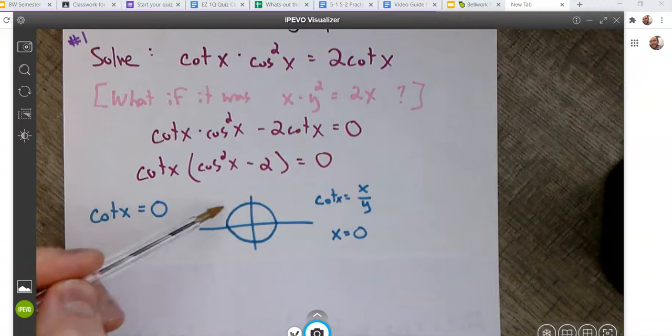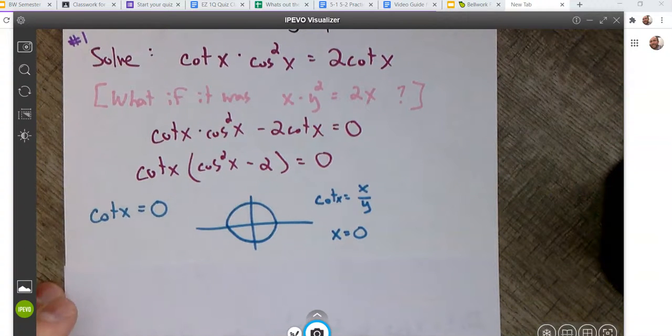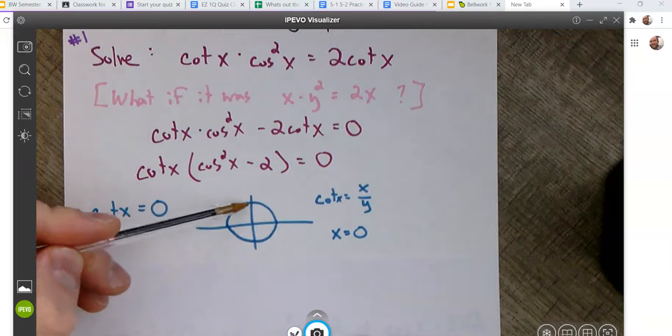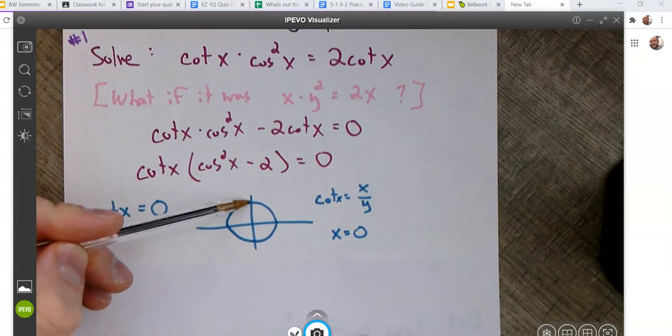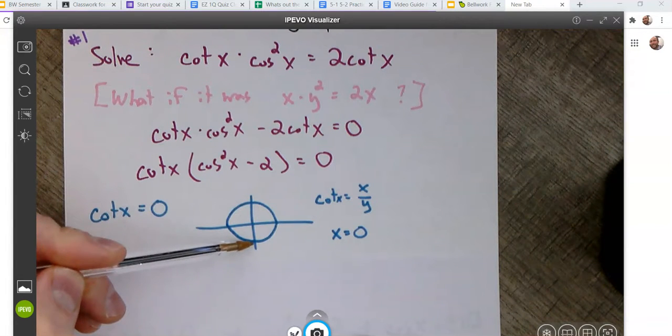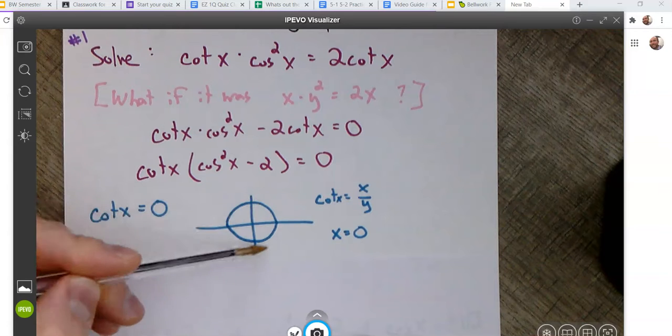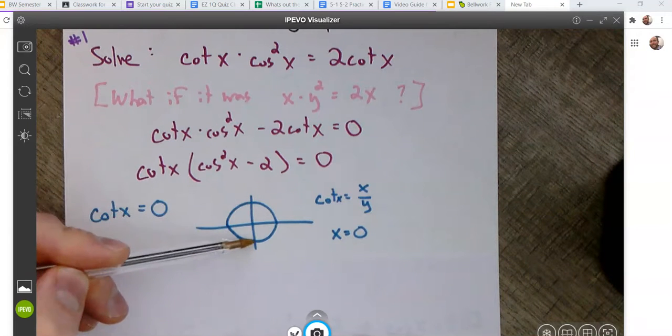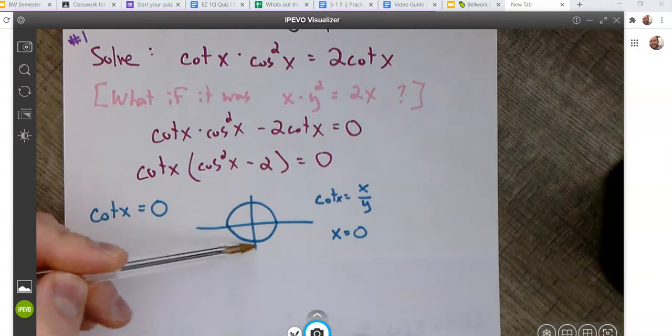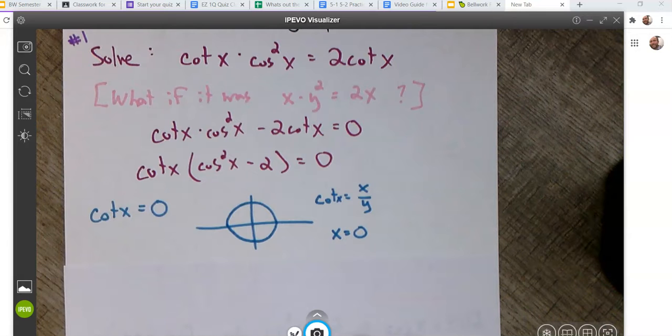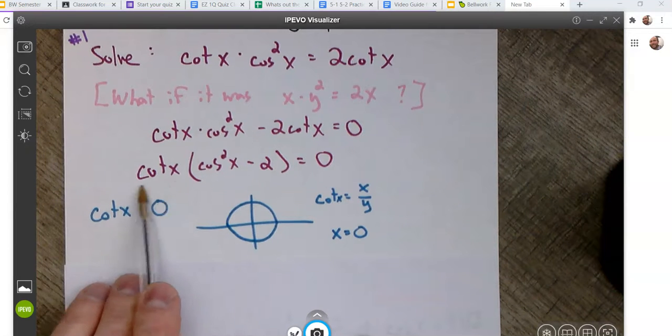So when on the unit circle is x equal to 0? When is the x-coordinate equal to 0? Right here, the x-coordinate is 0 at pi over 2, and down here at 3 pi over 2. So then we would just need a general solution. We want this one, and then this one, and then this one, and then this one, so on and so forth. That'll give us one of our sets of answers, all the answers for this one.